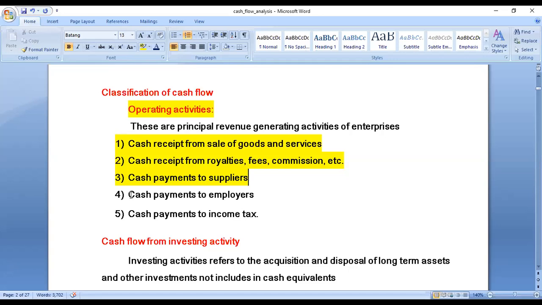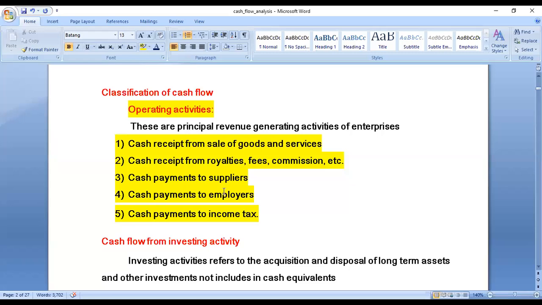Again, cash payment to employees. Employees are the persons who are working in the organization. Then cash payment of income tax. The payment of tax is also an operating activity. These are the operating activities, my dears.